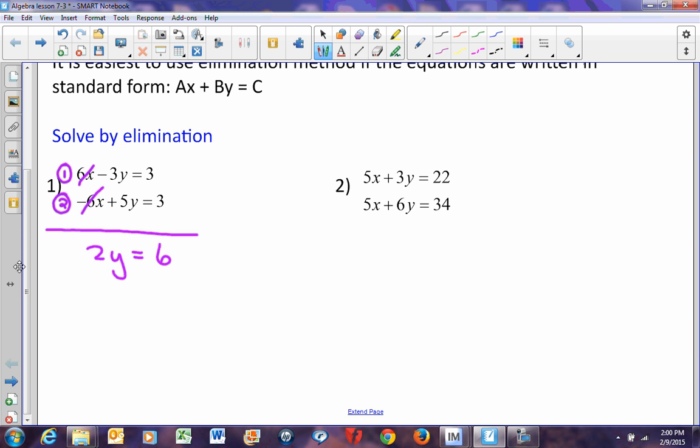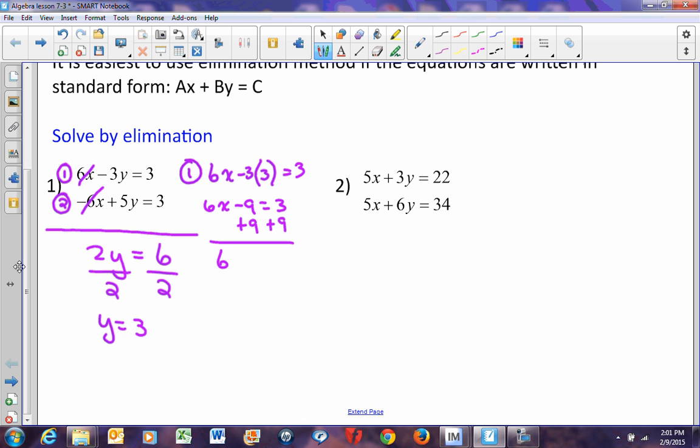So now I have 2y equals 6 to solve for y. Divide by 2. So y equals 3. Once I have y solved, I can substitute y back into either equation 1 or equation 2. I'll put it back into equation 1 because it's pretty simple. So I have 6x minus 3 times 3 equals 3. So 6x minus 9 equals 3. Add 9 to both sides. 6x equals 12. Divide by 6. So x will equal 2.